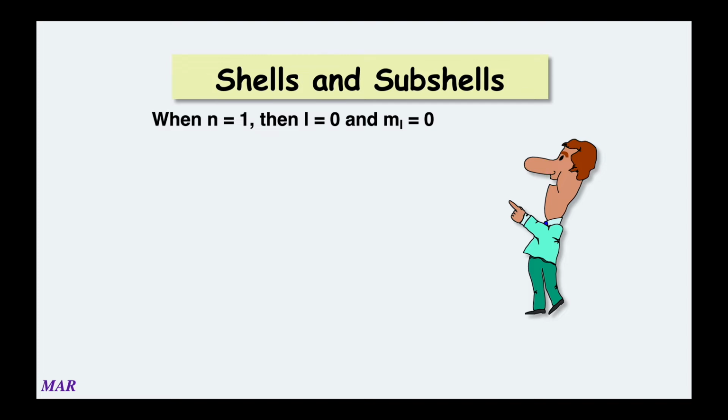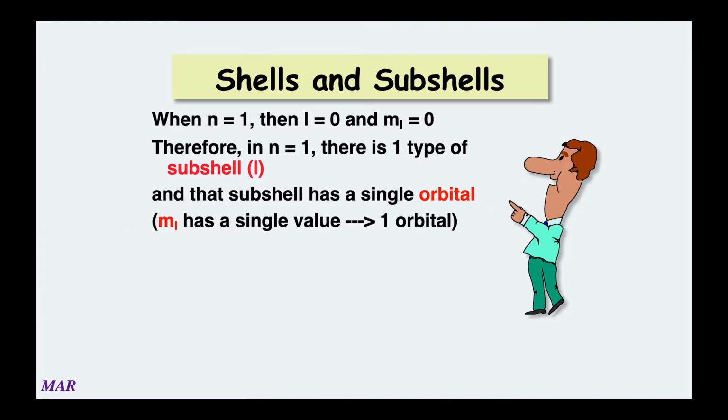When N equals 1, L, which is only from 0 up to N minus 1, can only be 0. And if L is 0, M sub L, which goes from minus L to plus L, can only be 0. What this means is that in the N equals 1 shell, there is only one subshell. There's only one value of L. That means there's only one subshell. So L equals 0 doesn't mean there's nothing there. That's a legit value of L, and that means there's one subshell.